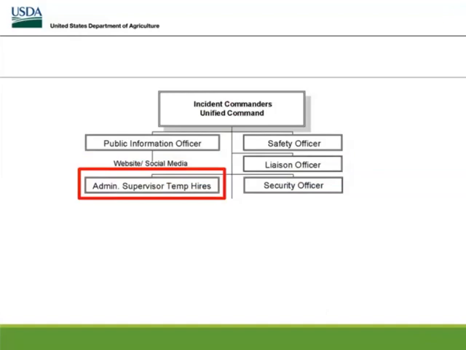So in case you're wondering, this is where we decided to organize our supervisor for the temporary hires.